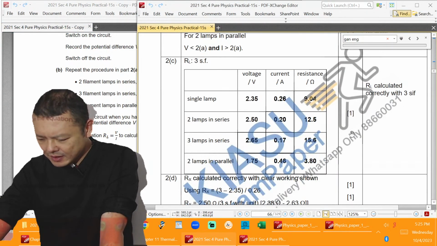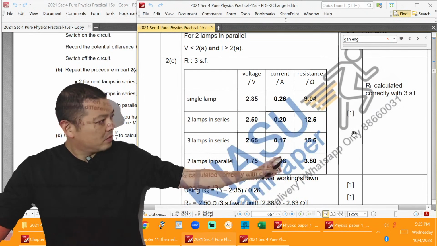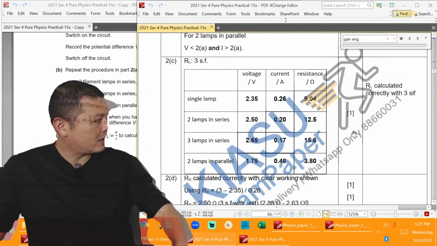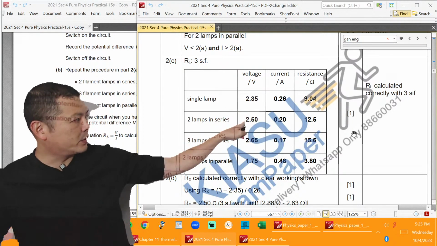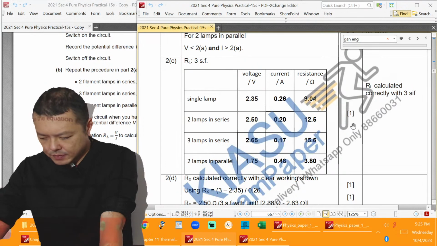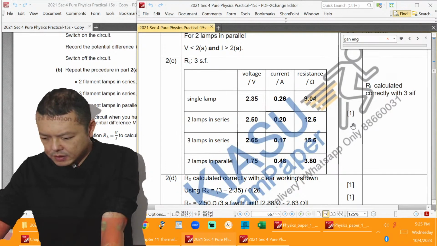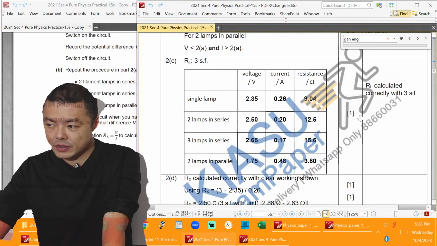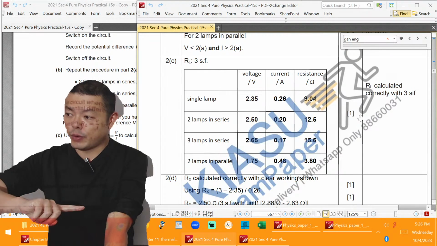Oh, look at the current though. They give weird numbers. But you're right, look at the voltages. The voltages are in 0.05s. For current it's 0, 0.2, 0.4, 0.6, all the way to 0.8. Oh, only up to 0.8. Okay, low currents. So 0.2 to 0.4.